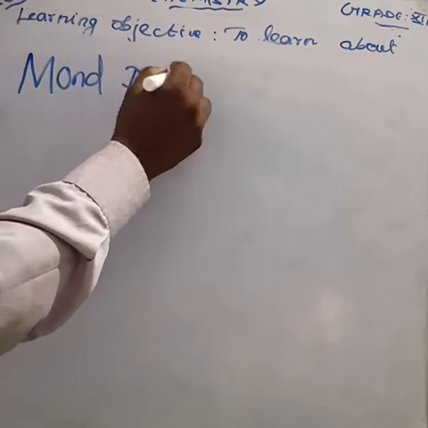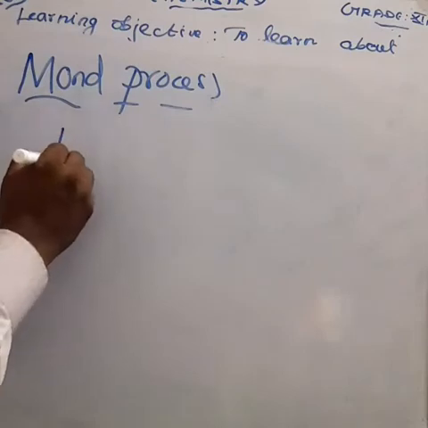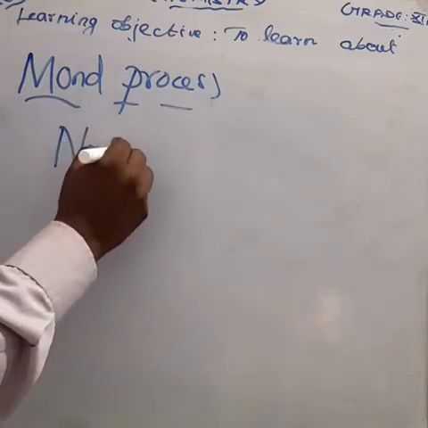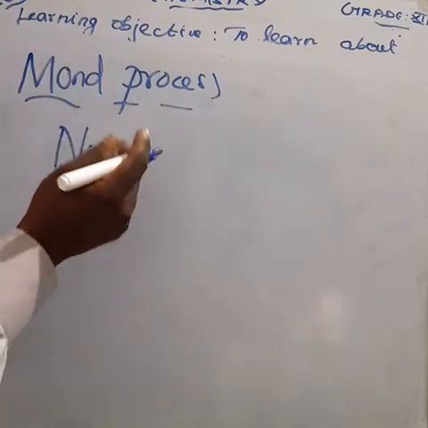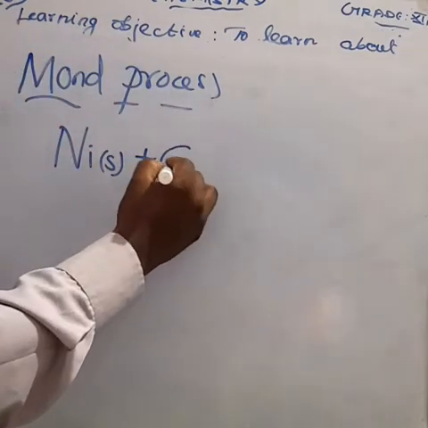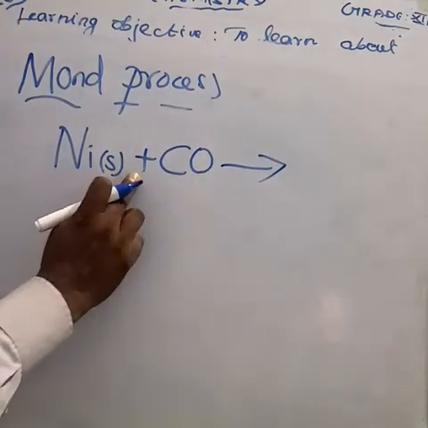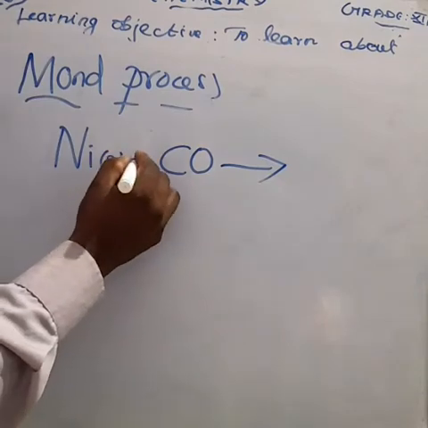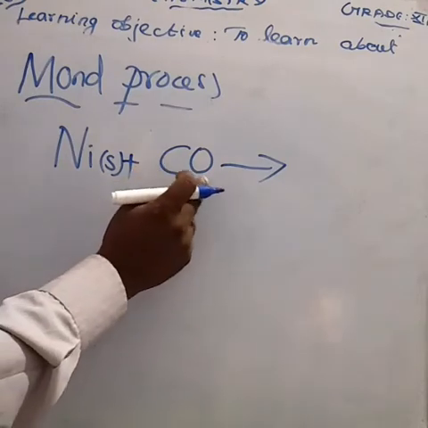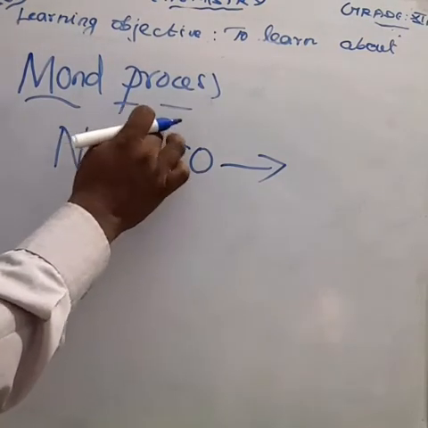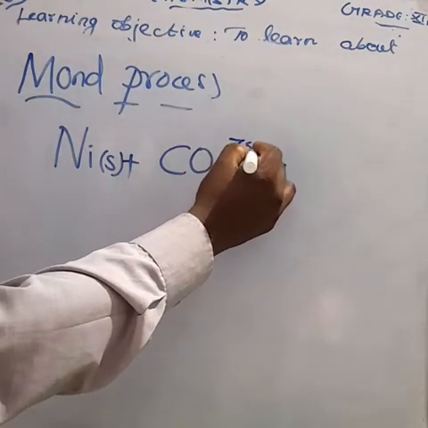Okay. Here we are taking the purification of nickel metal. Nickel, don't forget that. The impure nickel is heated in a stream of carbon monoxide. So what is the symbol of nickel? Ni. It is heated with carbon monoxide. What is the formula for carbon monoxide? CO. The temperature is about 350 Kelvin. Don't forget, it's very, very important.